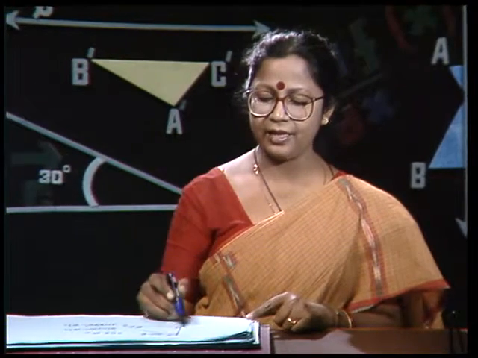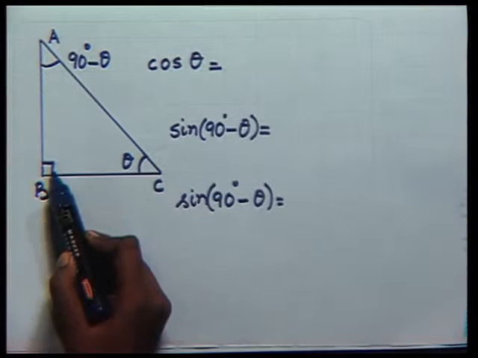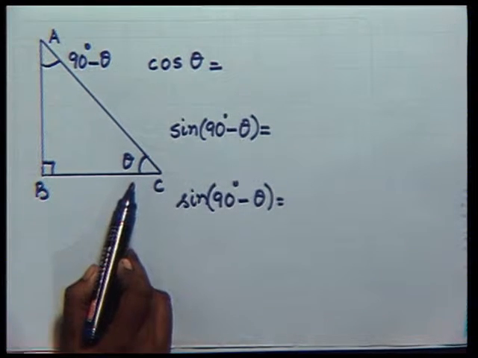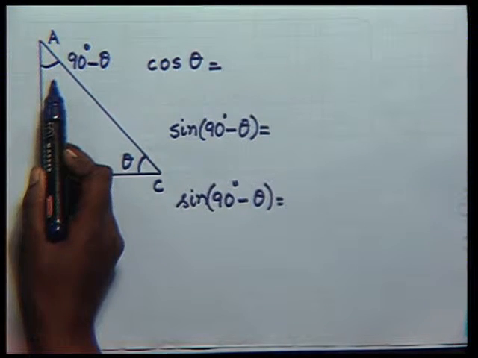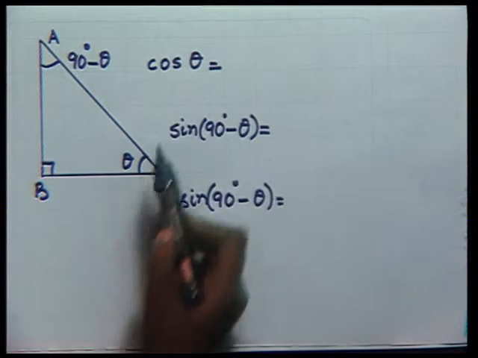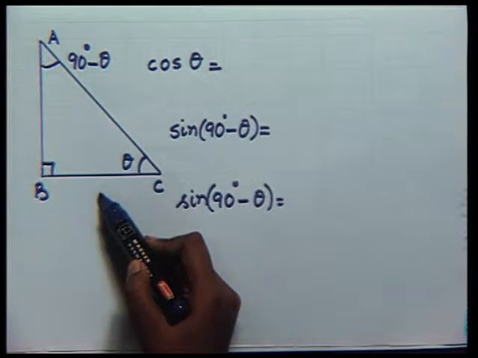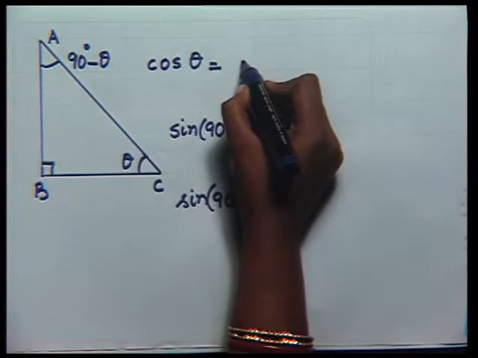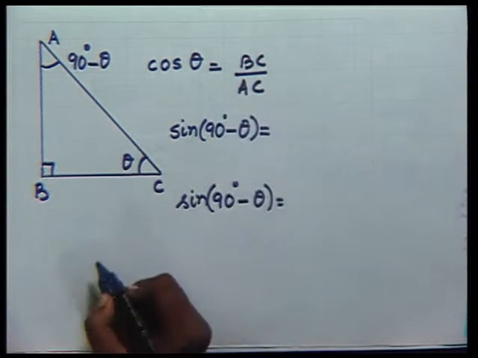Here is a right angled triangle, right angled at B. So, angle B is 90 degrees. If we take this angle C as theta, then what will be angle A? It will be 90 minus theta. Now, we know that cos theta is equal to the adjacent side upon hypotenuse, which in this case will be equal to the side BC upon AC.